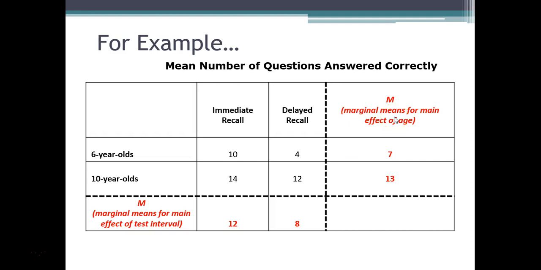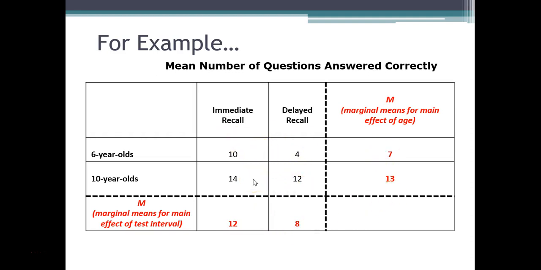And marginal means are pretty simple to do. If you draw your table out like this and then extend your lines, and this is what you'd want to do on a test or in your homework, and put your M here for marginal means. And then all you're doing is averaging. So you're taking 10 plus 4, which is 14, divided by 2 is 7. And then you're going to average across this row. 14 plus 12 is 26, divided by 2 is 13. And then you're going to average down the columns. 10 plus 14 is 24, divided by 2 is 12. 4 plus 12 is 16, divided by 2 is 8. So these are just the averages of the rows and the columns.